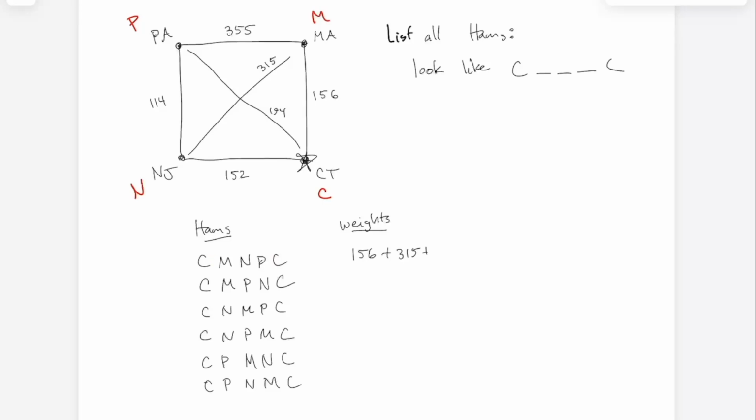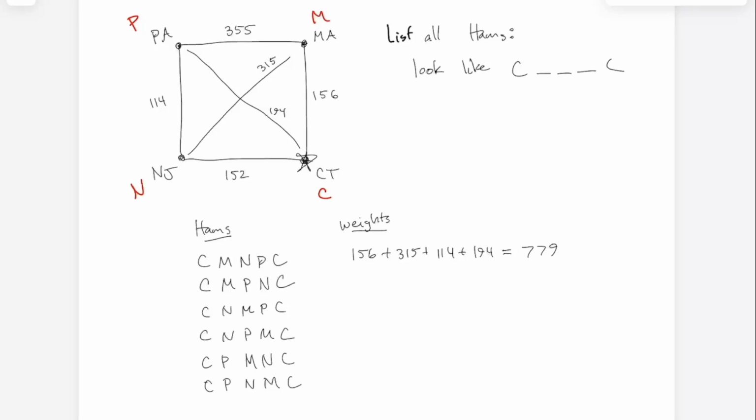I hope everybody can see what I'm doing here. I'm looking edge by edge and adding up the weights. So C to M is 156. M to N is 315. N to P is this one, 114. And then P to C is the other diagonal, 194. And this I added up. You can use a calculator for these kinds of numbers if you like. I got 779 as the total. That's the total distance of that route.